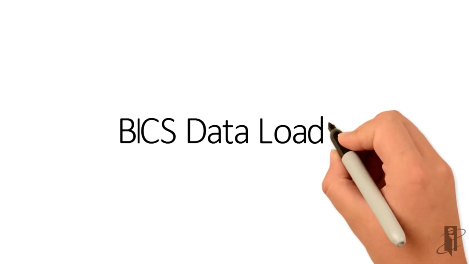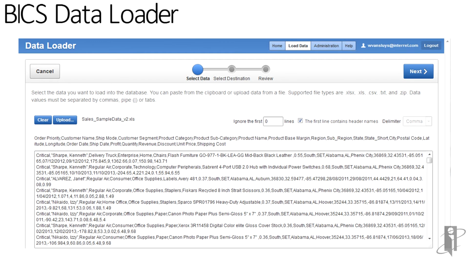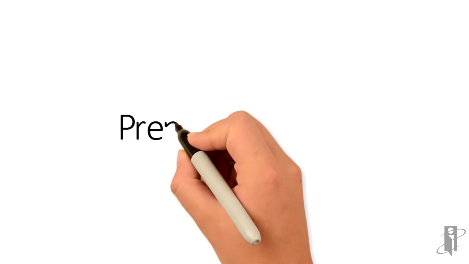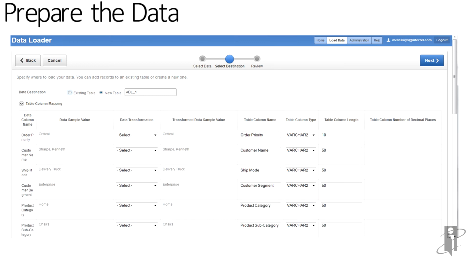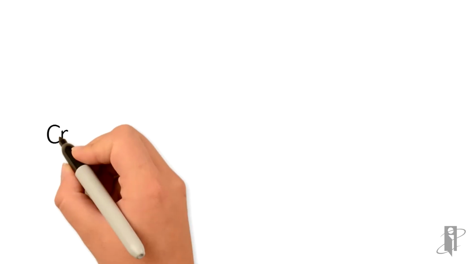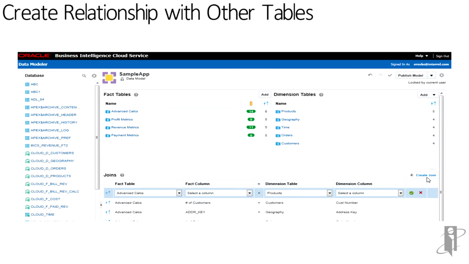Within the BI Cloud Service data loader, it's a very simplified interface. We can either copy and paste data, or we can upload files. For preparing the data, we're given the option to change column names, provide any kind of necessary transformation, change data types. We then create the relationships with other tables, utilizing a simplified join interface, allowing us to join a fact table to the necessary dimension tables.